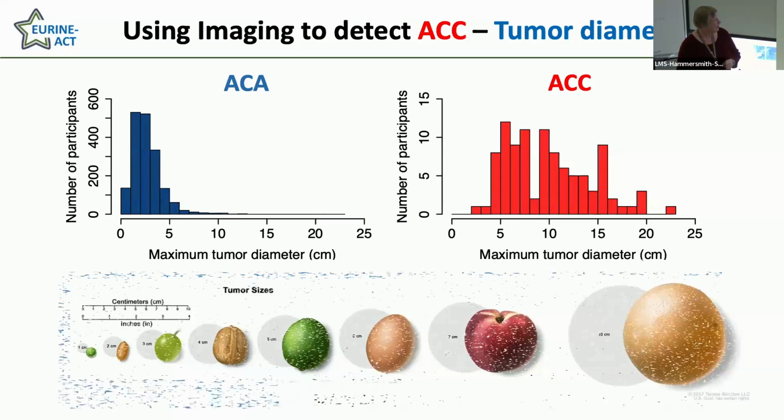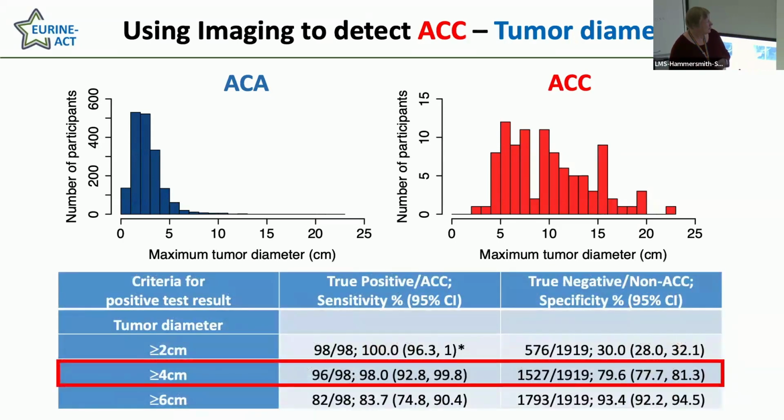So basically, in principle, the best cutoff is 4 centimeters, because it gives you a high sensitivity of 98% and at least a specificity of 79.6%. If you go above or below, then you'd have too many false or true positives. So that's a very important thing.